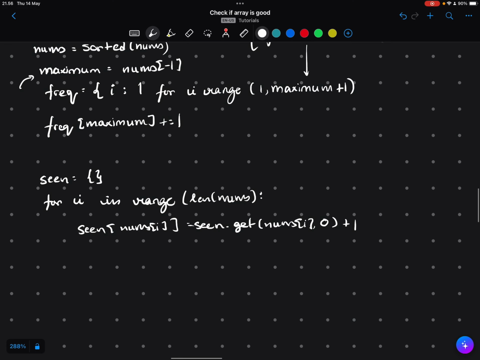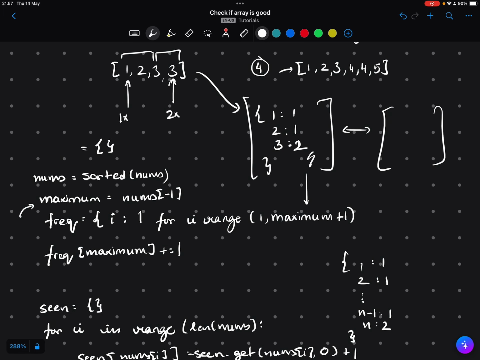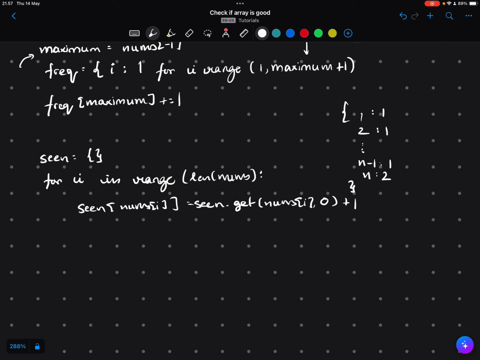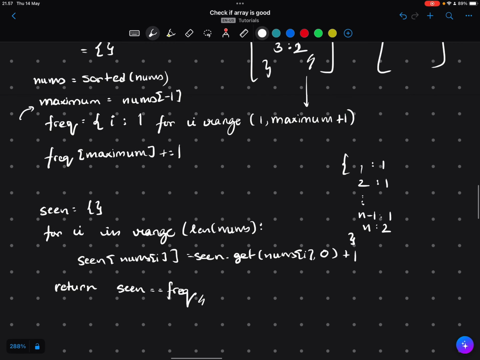frequencies as is, and like I said, if the array itself that's given to us is proper, then it will follow the rule that every number 1 through n minus 1 will have a frequency of 1, and n itself will have a frequency of 2, right? That's how we did it for this. So if we went through our numbers list and found that what we saw was the same as our target, well, then we would be happy to say yes, it is a good array. So at the end, just return whether the two dictionaries are equal. And that's pretty much it for this question.